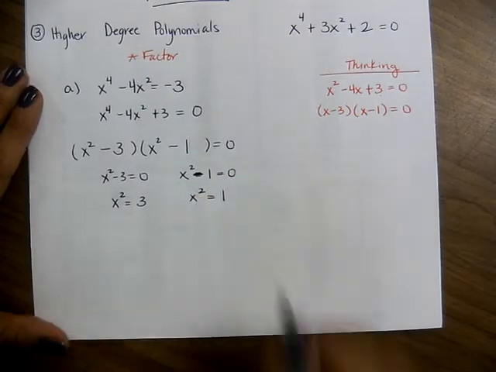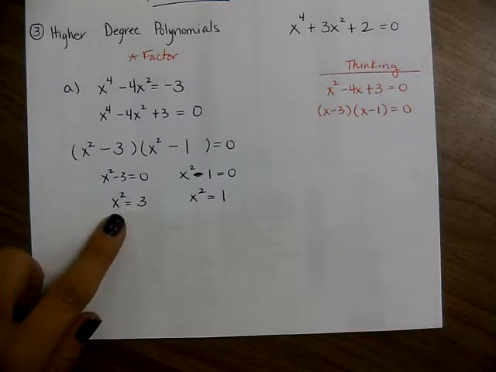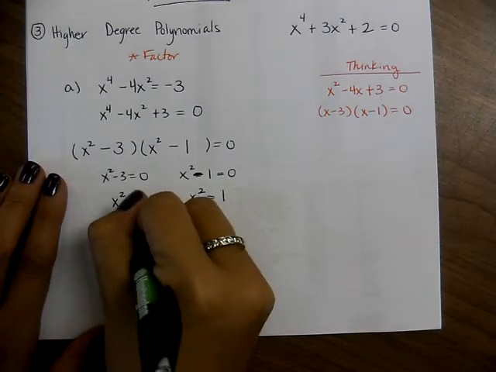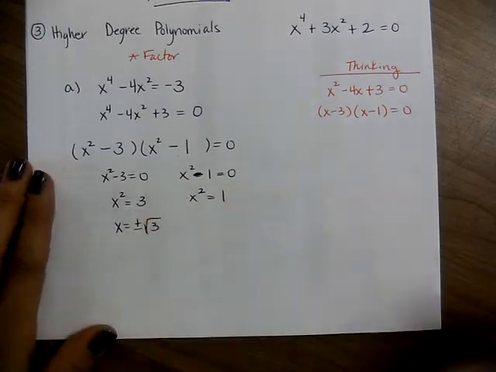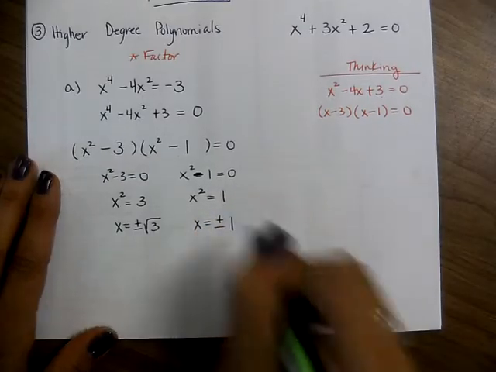X squared equals 1. Okay, now when we were talking about simplifying radicals before, we would not write the plus or the minus in front of it, correct? That's because we were just simplifying. So now that we're solving, we have to use the plus or minus. Anytime you take the square root, we're going to have plus or minus the solution. So looking at this, this is going to give us x equals plus or minus root 3. And here we're going to get x equals plus or minus 1.